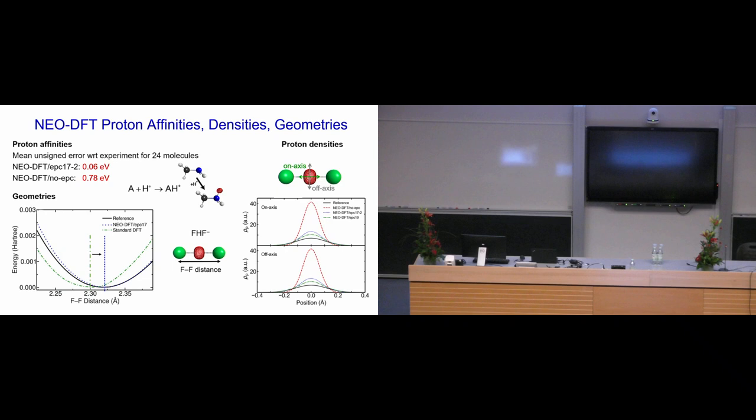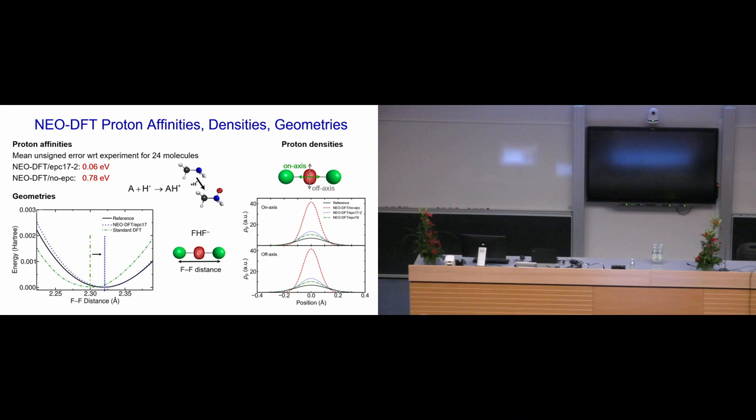For proton affinities, we looked at a set of 24 molecules. We only treated the relevant proton quantum mechanically, and we get a mean unsigned error of 0.06 eV. If we do not include any electron-proton correlation functional, we call that no EPC, it's much, much worse. I mean, it's terrible. It's completely unacceptable. So electron-proton correlation is absolutely essential.